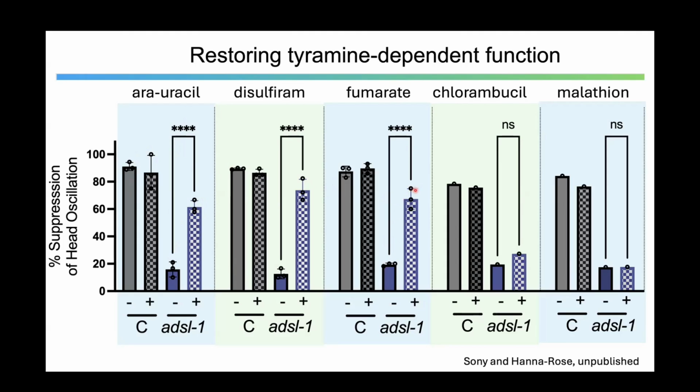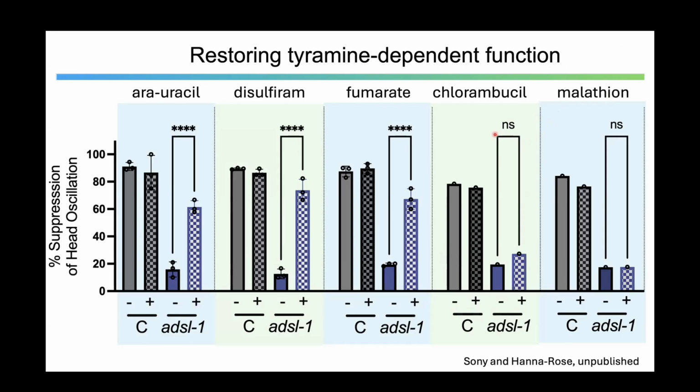I didn't talk about this, but one of the byproducts of ADSL metabolism, or the reaction, is actually a release of fumarate. And so just by giving more of what ADSL should be producing seems to rescue this phenotype. Two other drugs that were in the screen, chlorambucil and malathion, don't do anything in this phenotype. So I'm not going to go through phenotype by phenotype. That is what we're trying to do.